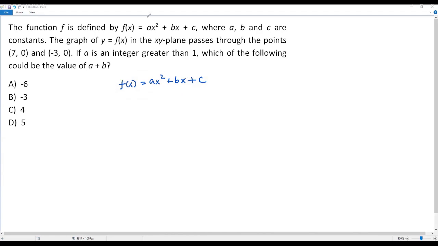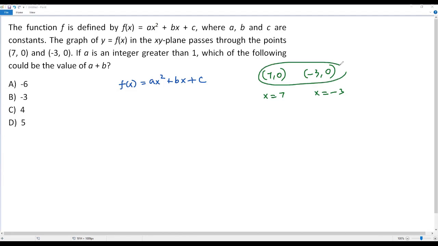Okay, now let me consider the 2 points through which the graph of the given function passes. In these 2 points, the y-coordinate is 0. Since the y-coordinate is 0, we have to consider these 2 points as x-intercepts. That is, (7, 0) is the first x-intercept of the parabola, and (-3, 0) is the second x-intercept of the parabola. Here the x-coordinate is 7. Here, the x-coordinate is negative 3.